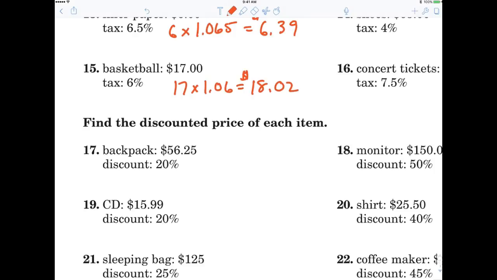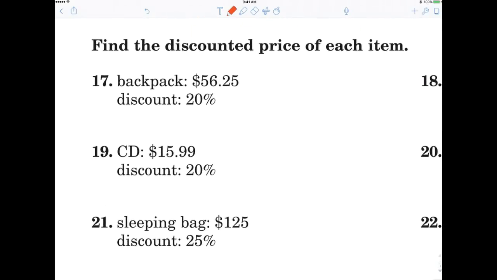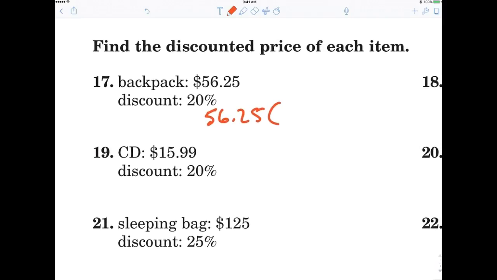Oh, okay. Now, here's what I tried to show you last year also. If you have a backpack that's $56.25 and there's a 20% discount, then you only have to pay 80%. So the backpack is going to cost you 56.25 times 0.8. The 0.2 would give you the discount. I don't care about the discount. I want to know how much I have to pay. Generally you pay 100%, but with a 20% discount, you only pay 80%. So somebody tell me what the new cost would be? Exactly $45.